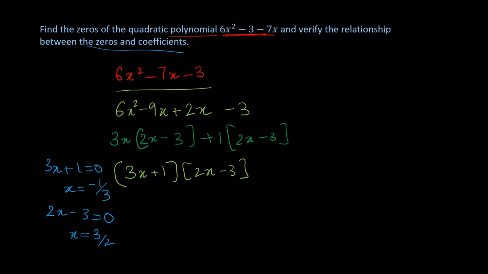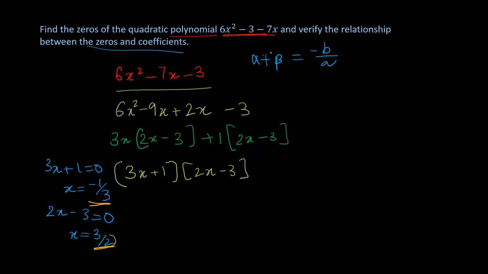Okay, now let's verify that they both are equal. So how can we do that? First one is, when we add the zeros we should get minus b by a. So minus b is the coefficient of x and a is the coefficient of x squared. Now if you're not clear with that, you better go check the previous video in which we talked a lot about that. Now alpha and beta, say in this case, are minus 1 by 3 and 3 by 2.